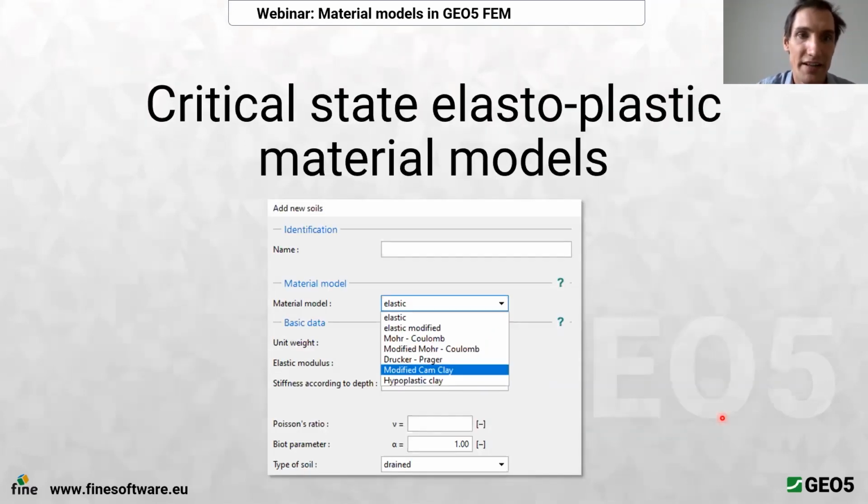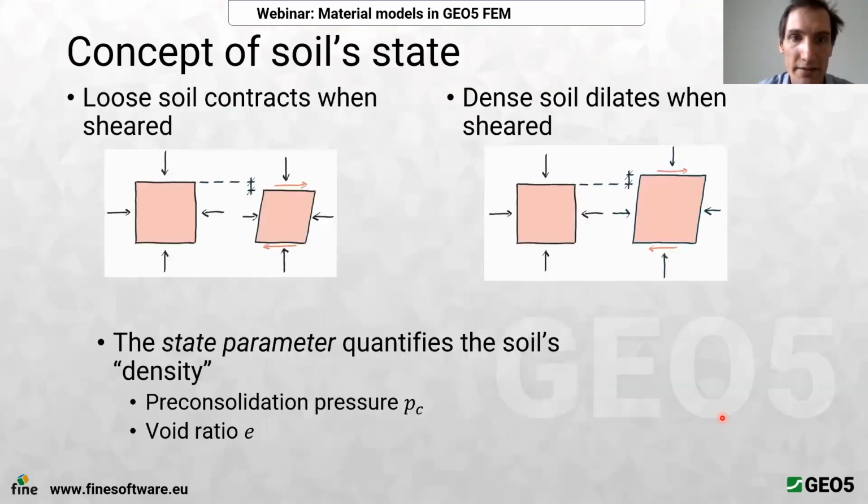And the final class that I will mention today is the class of the critical state elastoplastic material models, which is the modified Cam-clay model or a hypoplastic model for clay. And in this sense, it is quite useful to understand what the concept of soil state represents, or what we mean by soil state.